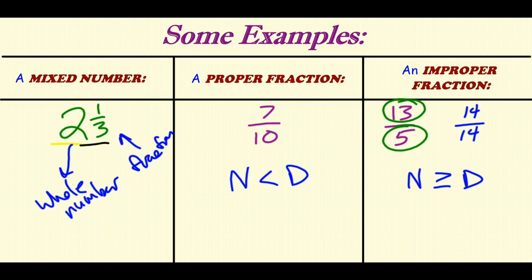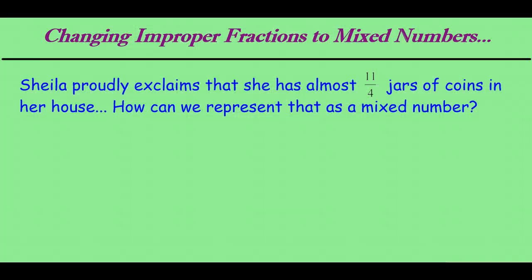So let's go ahead and look at a problem that's a little bit easier to see than that first problem we worked with. Sheila is proudly exclaiming that she has almost 11/4 jars of coins in her house, 11/4 jars of coins. And so we want to represent that as a mixed number because a mixed number may be easier to understand in this case. So go ahead and think, how could we potentially represent this as a mixed number? Jot down some thoughts if you have any, and then come back and we'll go through that process.